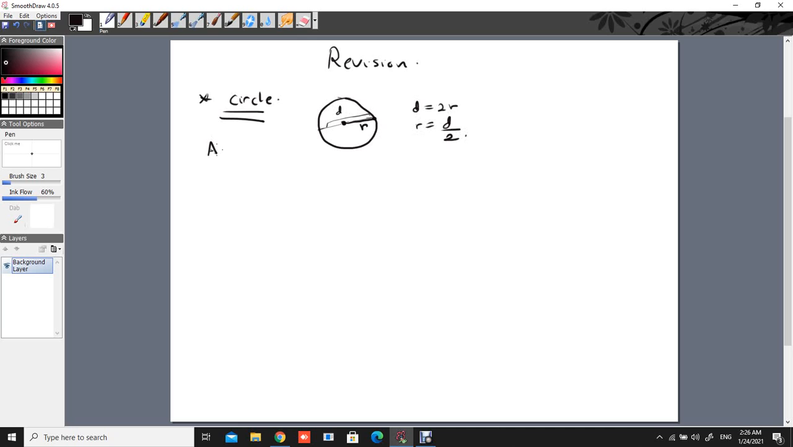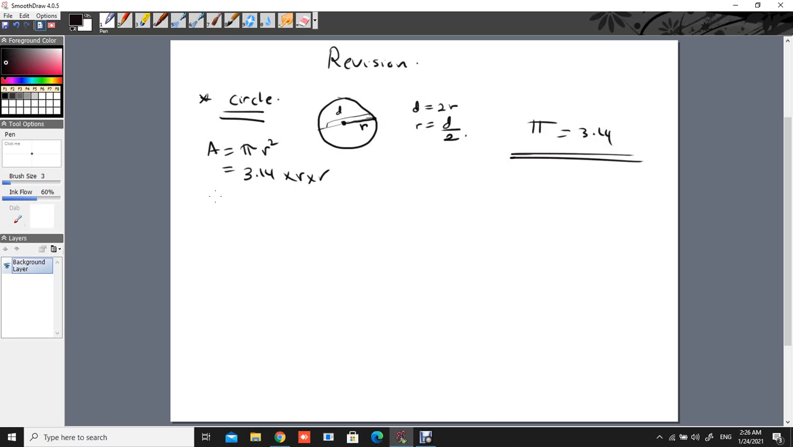Now the area for the circle is pi r squared, which is 3.14 times r times r. R squared means r times r, and you have to know that pi equals 3.14.